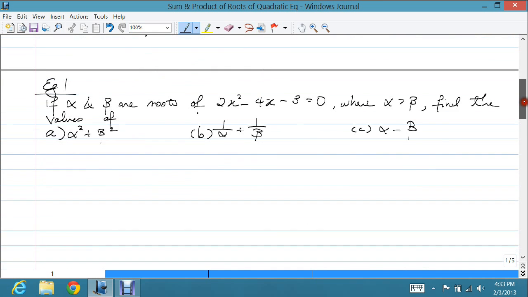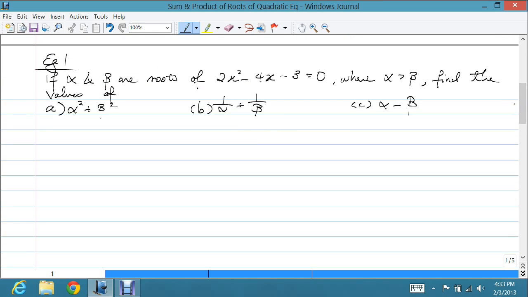Let's look at an example now. In the first example, if alpha and beta are the roots of 2x squared minus 4x minus 3 equals 0, where alpha is bigger than beta, which is the assumption we normally make, find the values of alpha squared plus beta squared in A, 1 over alpha plus 1 over beta in B, and alpha minus beta in C. Let's do each of them separately. So let's look at A first.